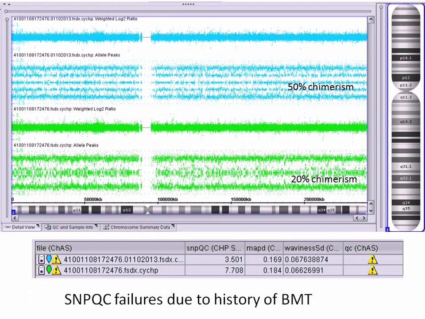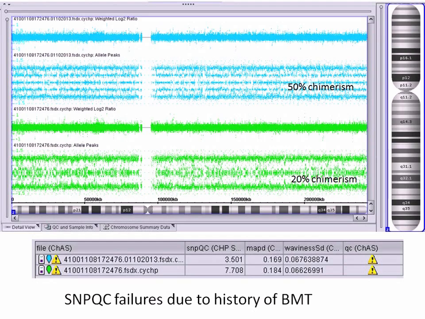Here's an example of another reason why you might have a SNP QC failure, particularly in oncology. Your patient might have a history of bone marrow transplant that they forgot to tell you about, because we all know how good our requisition forms are, or how well they're filled out. Anyway, this is the same patient. At one time they had an estimated 50% chimerism. They had a sex donor mismatch, so we were able to use XY dosing to get an estimation of chimerism. So here they have about 50% chimerism, here they have about 20% chimerism.